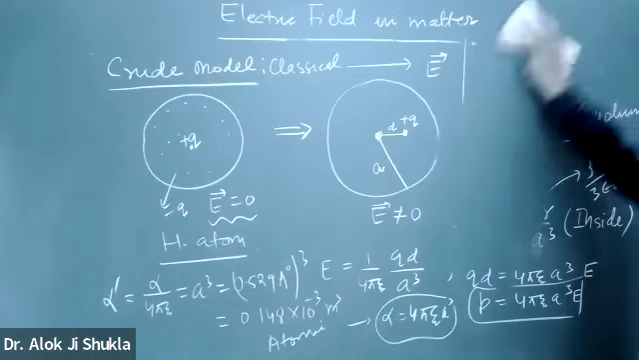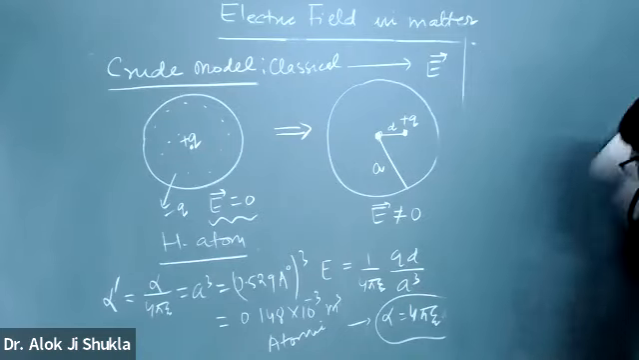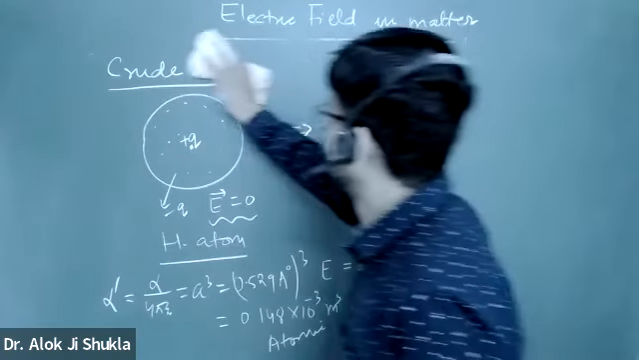So what you are saying is that charge density should not be constant, and that is absolutely correct.